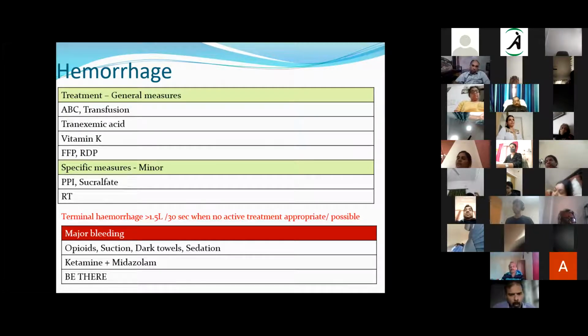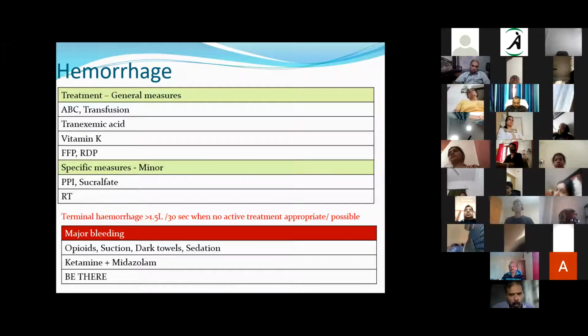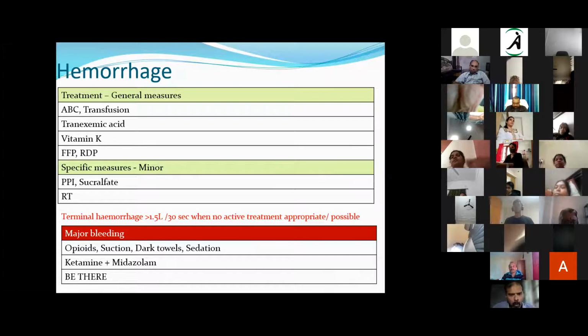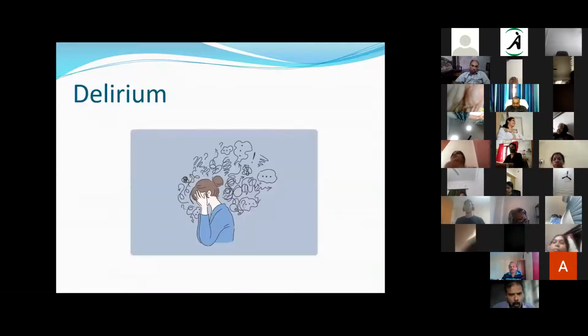But always try to reduce their distress by giving opioids, giving some suction, using dark colored towels to cover the blood. Because seeing the blood is not easy for the caregiver, for the patient who is suffering or facing the terminal event of cancer or any advanced illness. Try to sedate this patient. You can use midazolam. If available, you can use ketamine. And most importantly, be there.